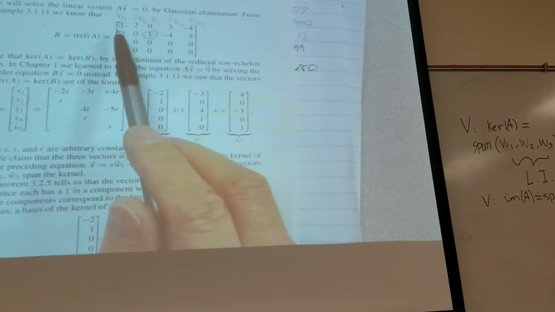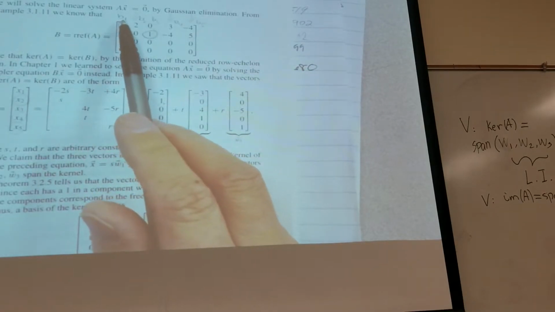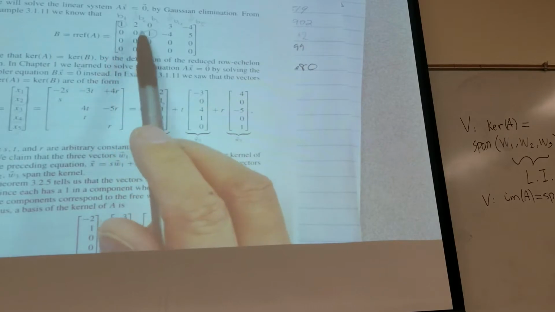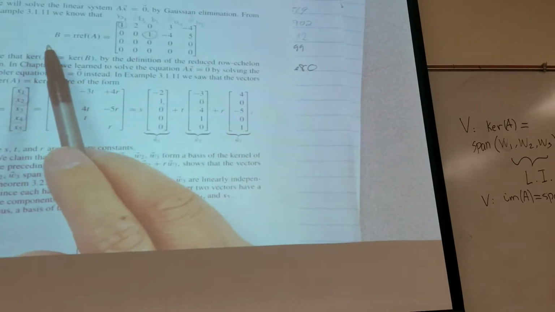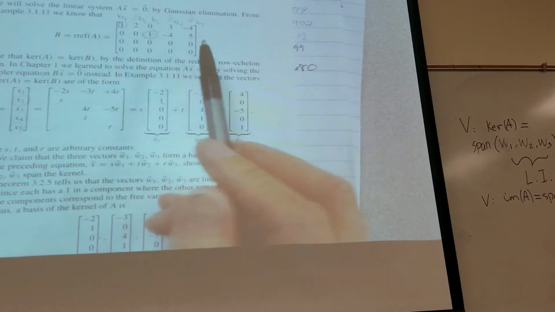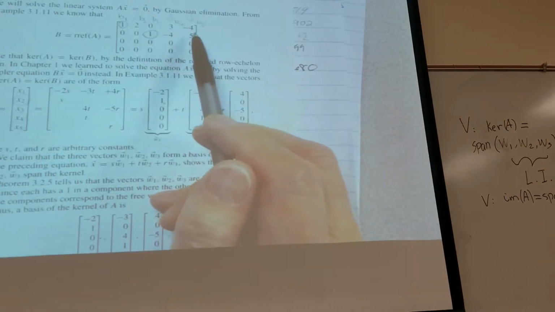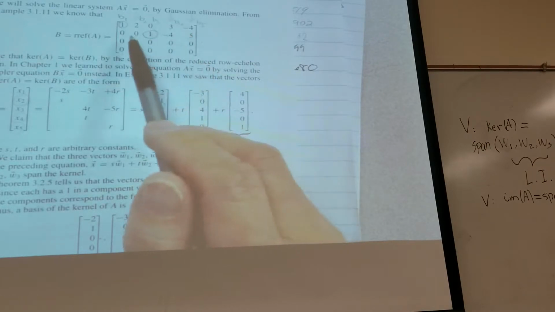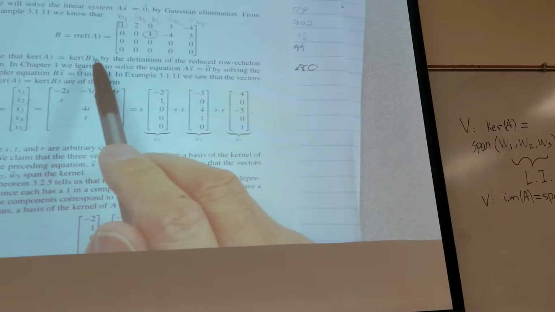-4 and 5. So -4 times first column. So here I use B1, B2. This is matrix B, which is RREF of A. So now you see the fourth and the fifth are linear combinations of the first and the third column, right?